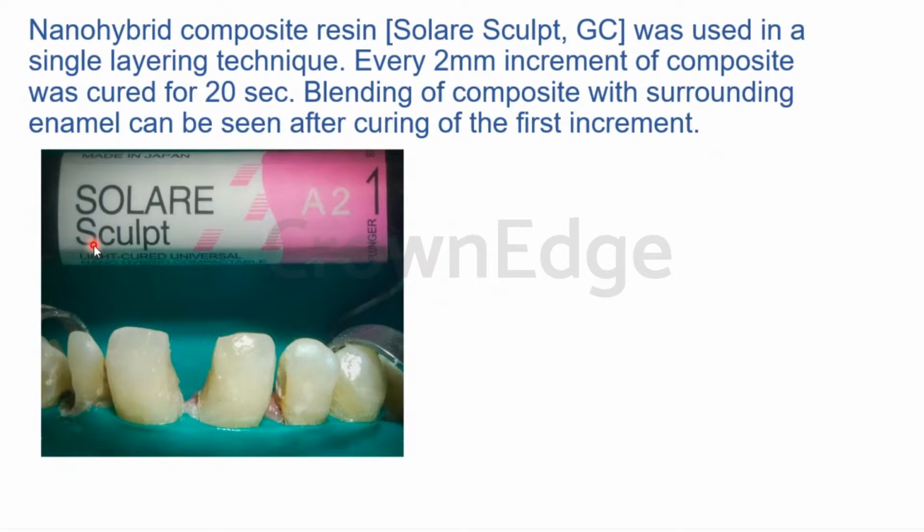So let me throw another question at you before I get back to my previous question. What is nanohybrid composite? How is it different from nano-filled composites like 3M Filtek Z350? Filtek Z350 is a pure nano-fill kind of composite. How does nanohybrid differ from that? Please drop that also in the live chat.